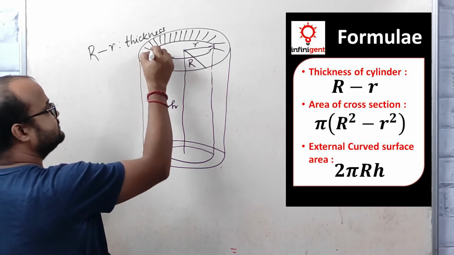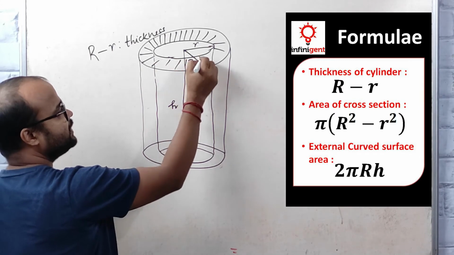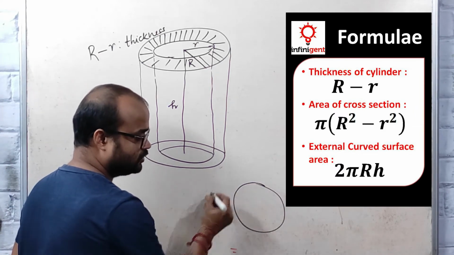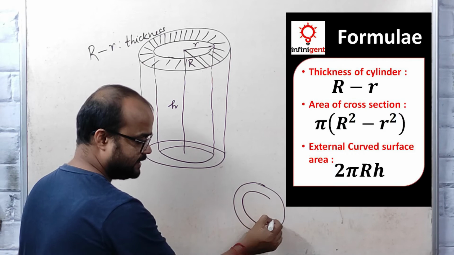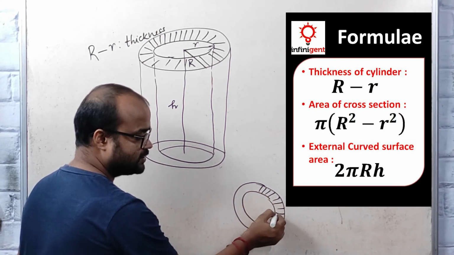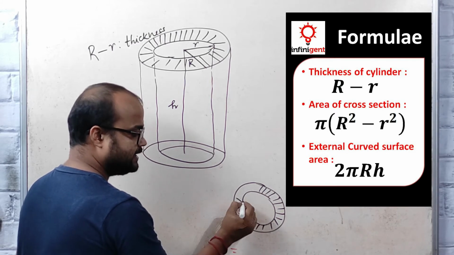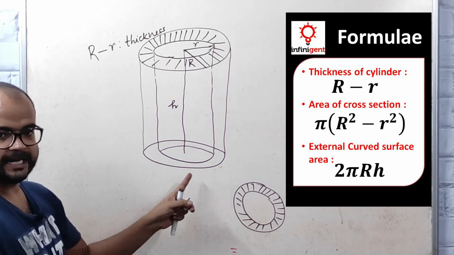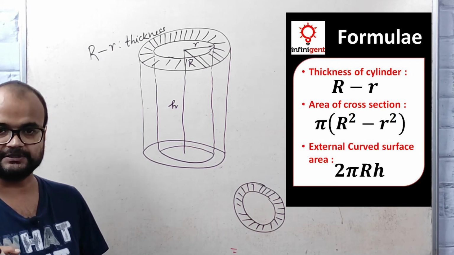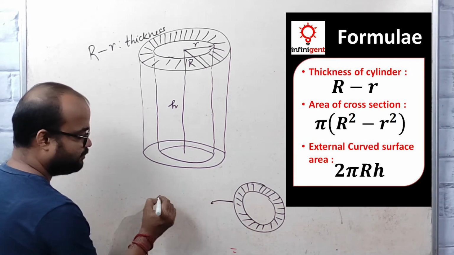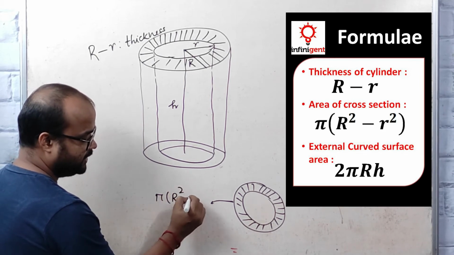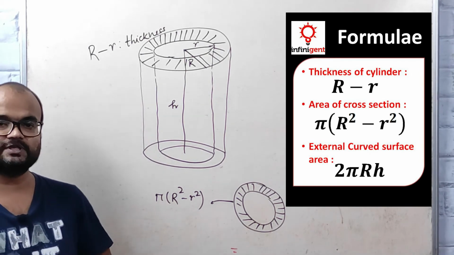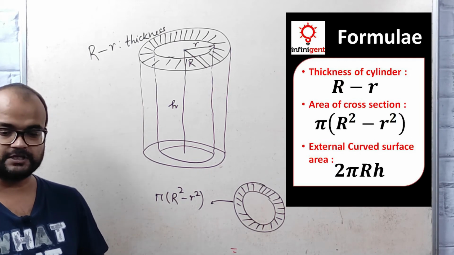Now area of cross section. If you look at this part, it looks like a ring. That means when two concentric circles are there, the area between the two circles is called the area of the ring. So in case of a hollow cylinder, this ring is made at the top as well as at the bottom. This is called the area of cross section, and the area of ring formula is pi into (capital R square minus small r square). So this is the area of the ring, and in case of a cylinder, we call it the area of cross section.